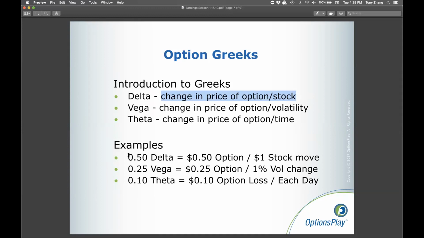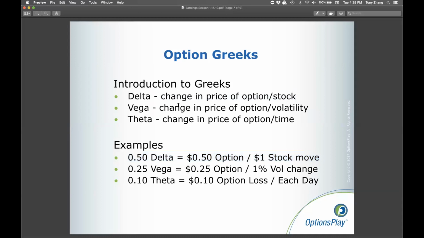So if you have an example of a call option or a put option with a delta of 0.5, that means the option will increase or decrease by 50 cents, or half as much, for every $1 that the stock moves. So this delta allows us to get an understanding as to how much money we would make or lose if the stock moves higher or lower.